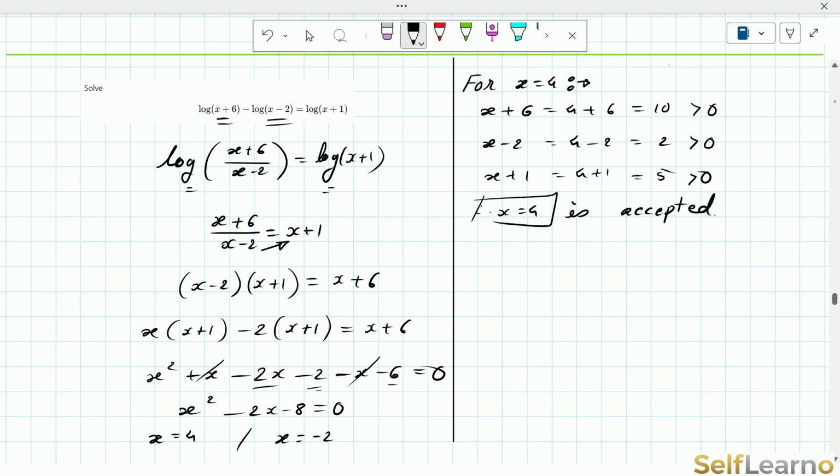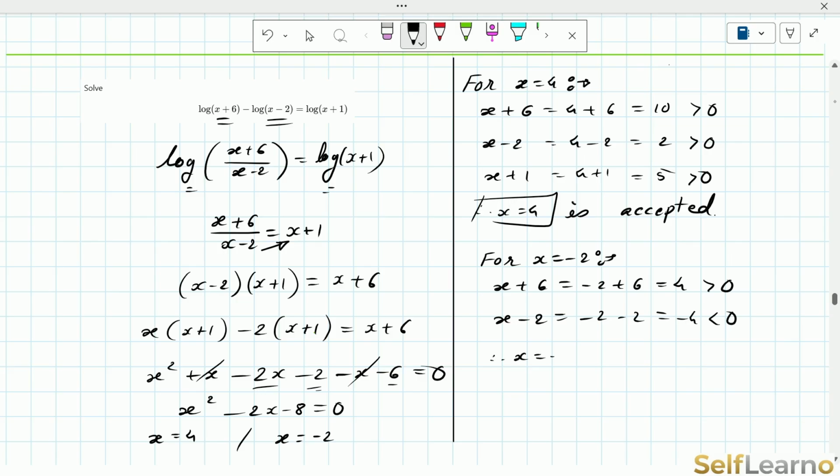Okay, now let us check for x equal to -2. Okay, so x plus 6. X is -2 plus 6, so it is 4. 4 is greater than 0. Yes, move ahead. X minus 2. X is -2, and this is -2. So it is -4. That is less than 0. Therefore, x equal to -2 is not accepted because it is generating a negative argument.